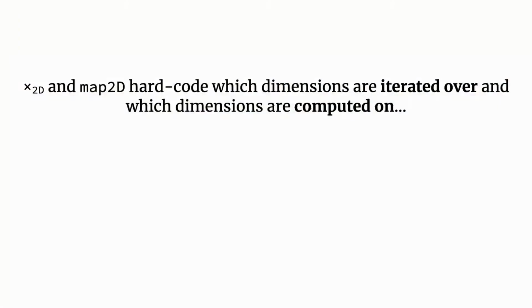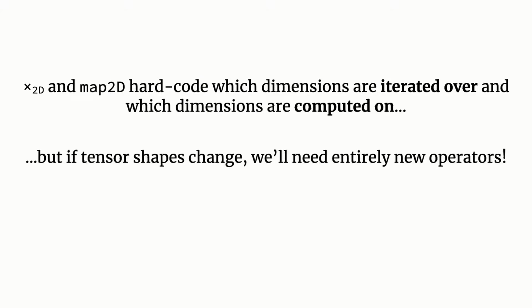So what actually happened here? What happened in this example? What can we learn from this? Well, Cartesian product 2D and map2D both hard code which dimensions are iterated over and which dimensions are computed on. But if the shapes of A and B change, we'll need entirely new operators, something like map3D.